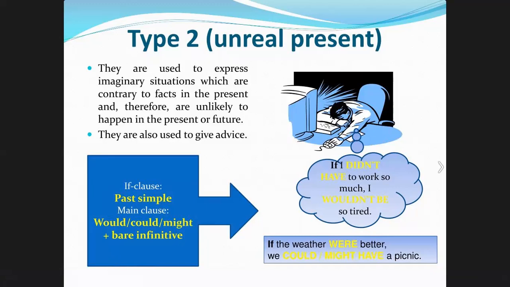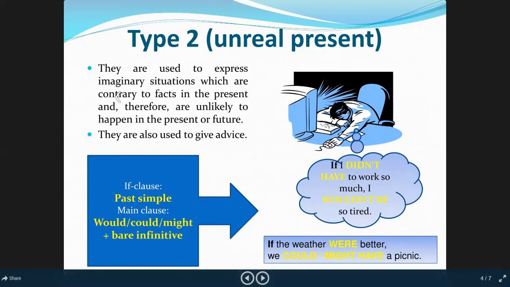In type 2 conditional sentences, we find the structure used for unreal situations in the present and again in the future. The second conditional sentence is used to talk about things which are unreal, which are not true, which are not possible in the present or in the future, things which don't or won't happen. How? We will see it.